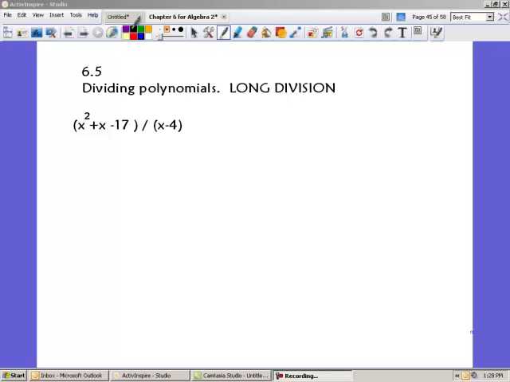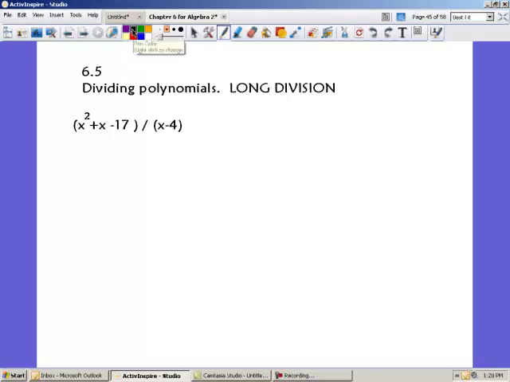So what we're going to do is we're going to say this polynomial x squared plus x minus 17 is being divided by x minus 4. So we're going to put the x squared plus x minus 17 underneath the division sign, or in the dividend, and then x minus 4.